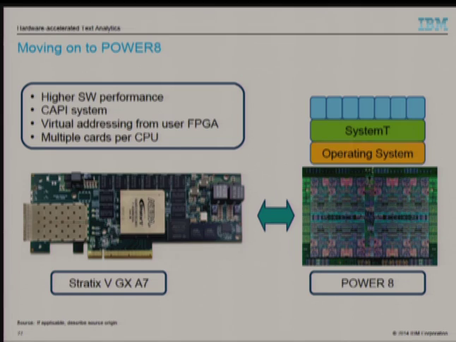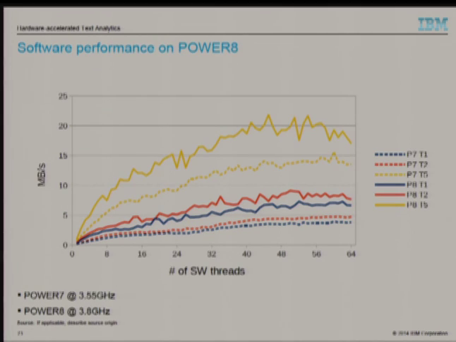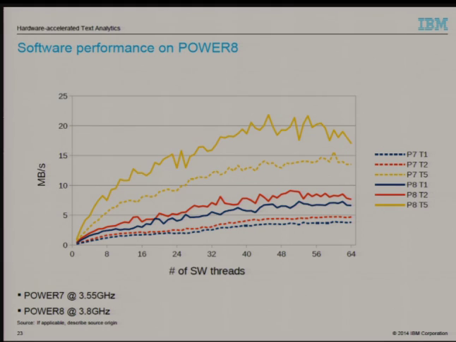So all I have for now is software measurements on the Power 8 system we've received so far. And what we can see is that for all the T1, T2, and T5 queries, there is a per-thread improvement of about 60% already. And knowing that Power 8 has more threads available on chip, you can get up to a 3 times improvement for the whole system here.